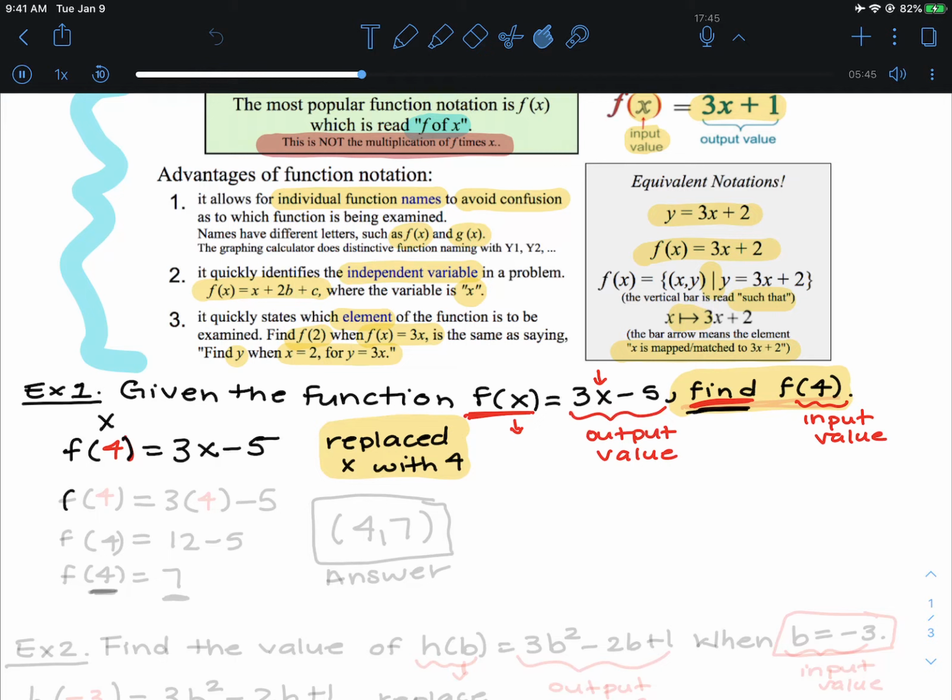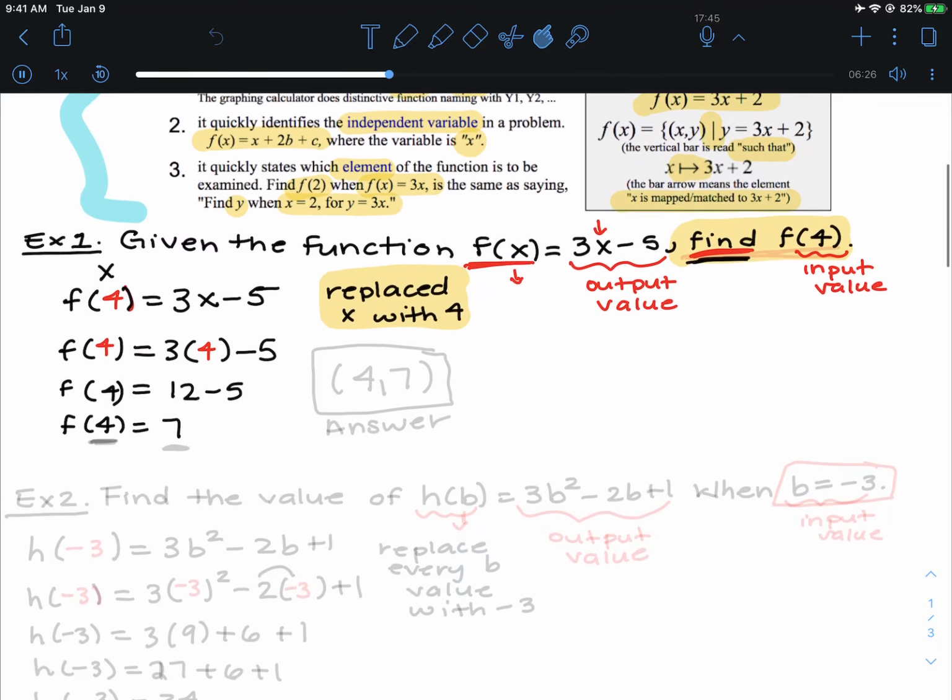So if I do that, I'm gonna get f of 4 equals 3 times 4 minus 5. Okay, and then after that, you just solve it. And you go ahead and do 3 times 4. Well, what's 3 times 4? 3 times 4 is 12. And then what's 12 minus 5? And the answer to that is 7, right? So that means that f of 4 equals 7.